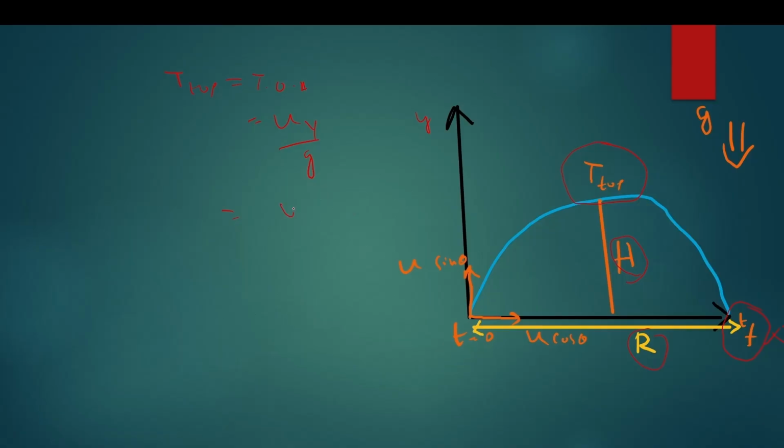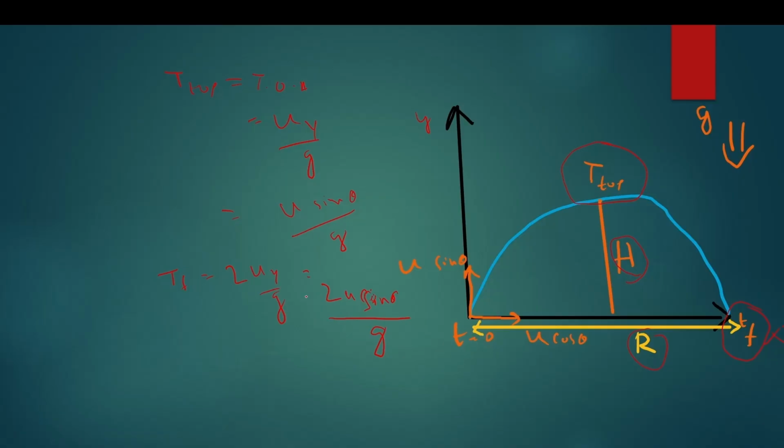So u sin theta upon g. This is the time of ascent or the time of descent. So the total time of flight Tf equal to 2 times uy upon g, equal to 2u sin theta upon g, is the total time of flight.